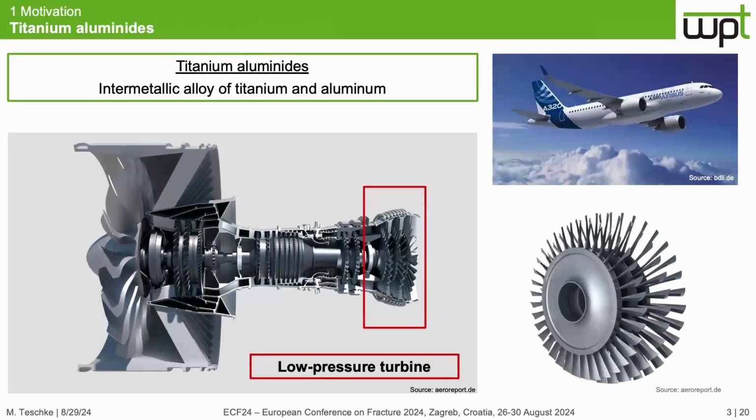Let's come to the motivation. Titanium aluminides are an intermetallic alloy of titanium and aluminum whose properties are between those of ceramics and metals. One application for titanium aluminides is the blades of the low pressure turbine of modern aircraft, like here the Airbus A320neo.